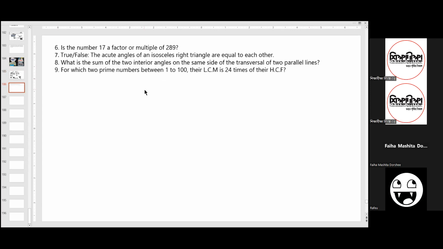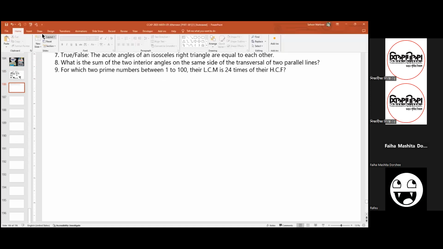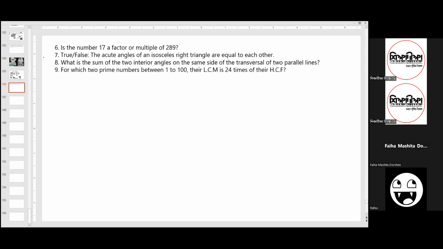Is the number 17 a factor or multiple of 289? কি হবে answerটা? কোনটা answer? Yes, sir. এই number 6 এর answer কি হবে? Factor হবে। Factor, right? True, false. The acute angles of an isosceles triangle are equal to each other. Number 7, true or false? True, right? Yes, true.